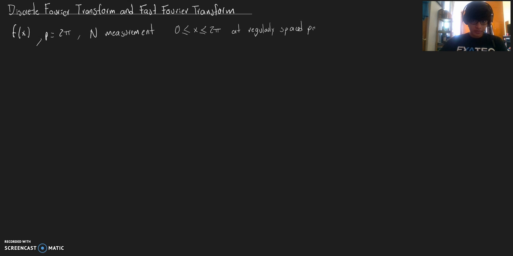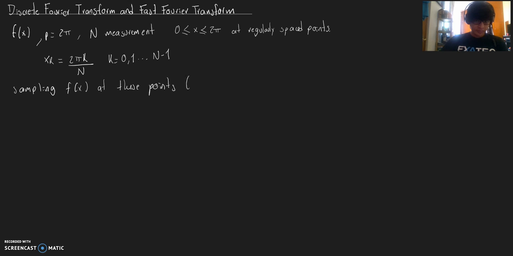I mean points. So therefore we will get something like this, where we have xk is equal to 2 pi k divided by n, where k goes from 0, 1 to n minus 1. So what this is making is sampling the function f of x at these points xk.